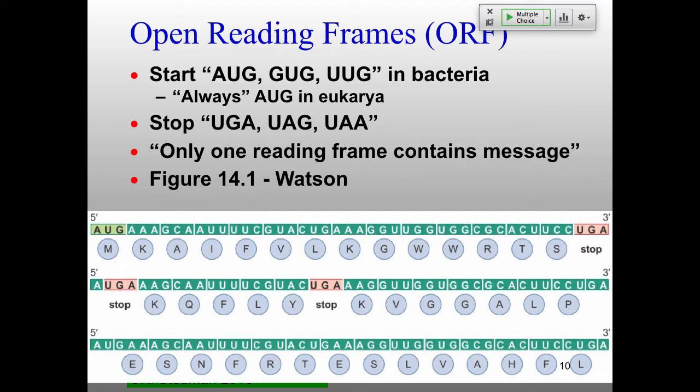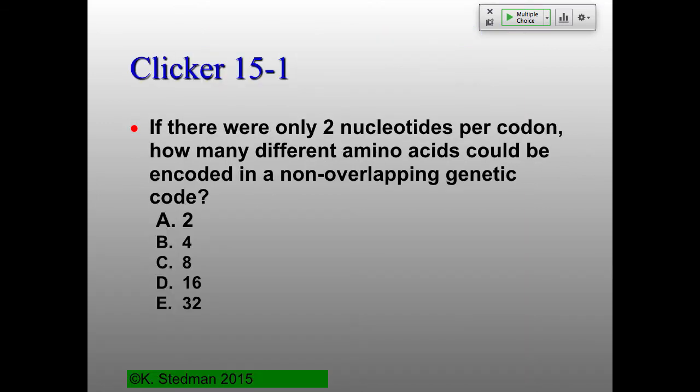Okay, so now finally, we get our clicker question. If there are only 2 nucleotides per codon, how many different amino acids could be encoded in a non-overlapping genetic code?